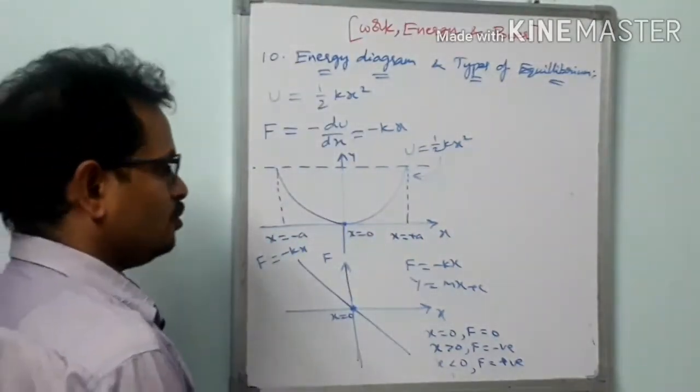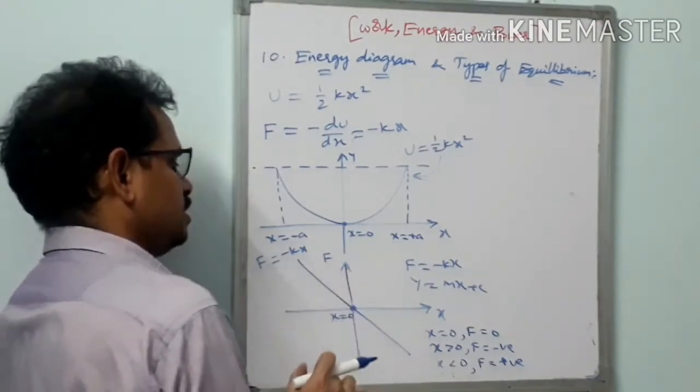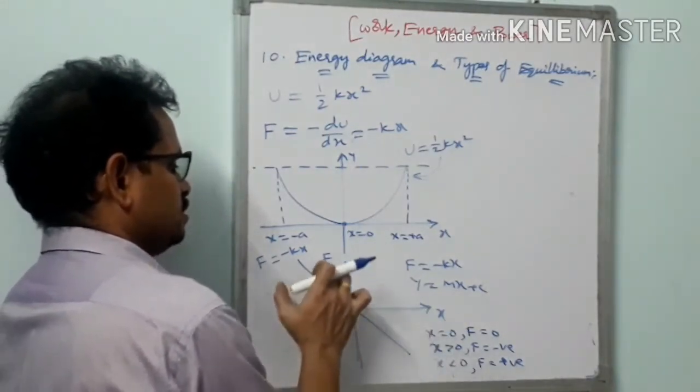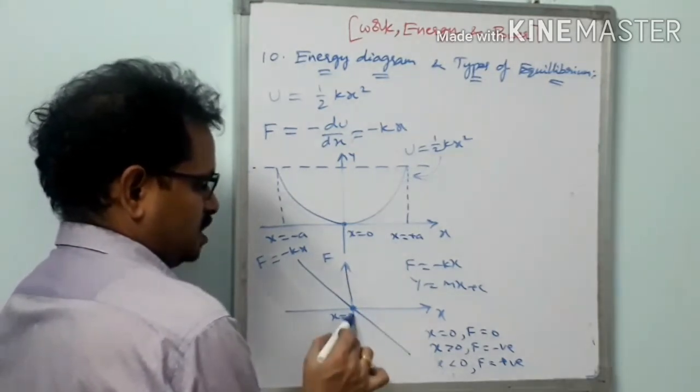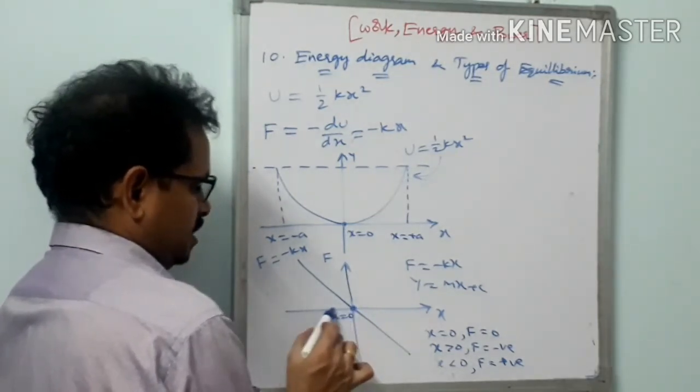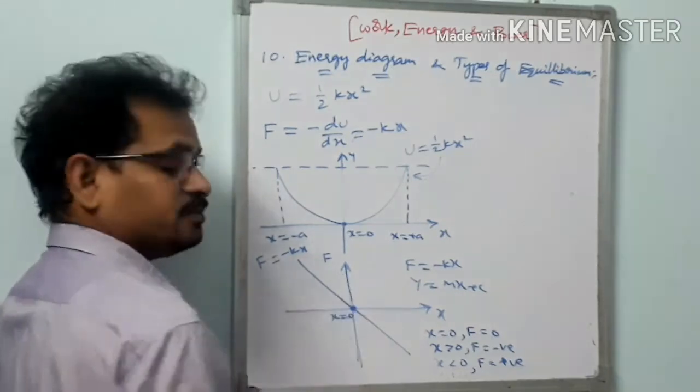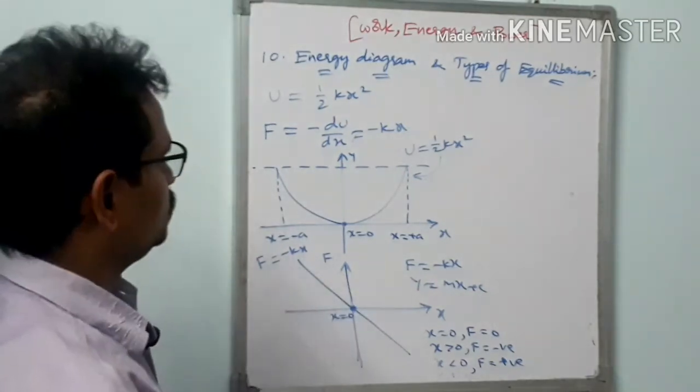So we are taking force on the positive y-axis here and displacement along the x-axis. Here displacement is positive, force is negative. Here displacement is negative, force values are positive. Got it? So this is the case here.